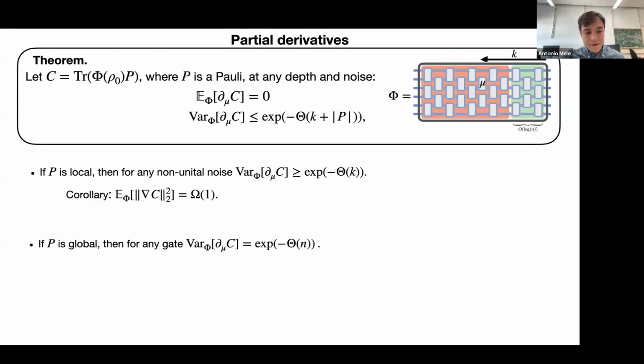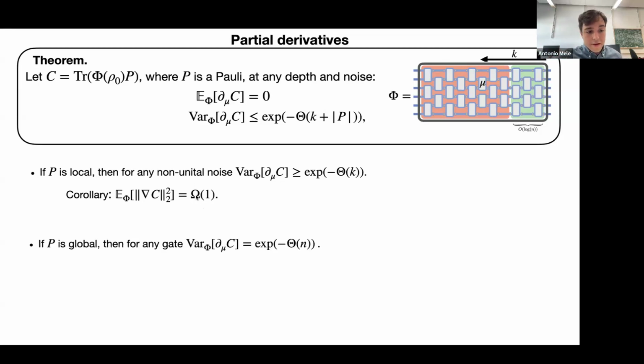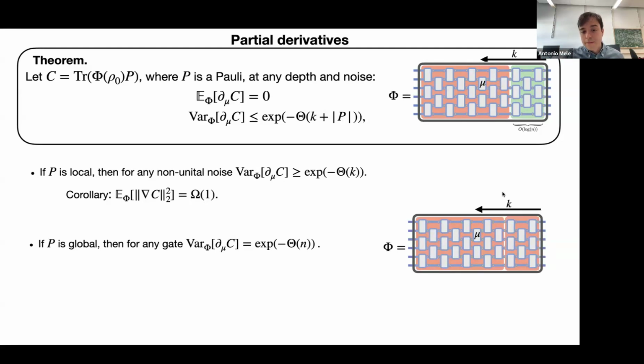Of course, these parameters depend on the non-unital noise. If we don't have non-unital noise, this result is not true. So this Omega is hiding parameters of the non-unitality. And if P is global, like X tensor n, then any gate becomes non-trainable, and the last log n layers are no longer trainable.